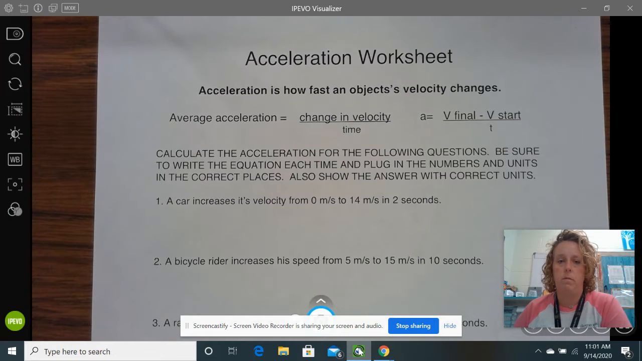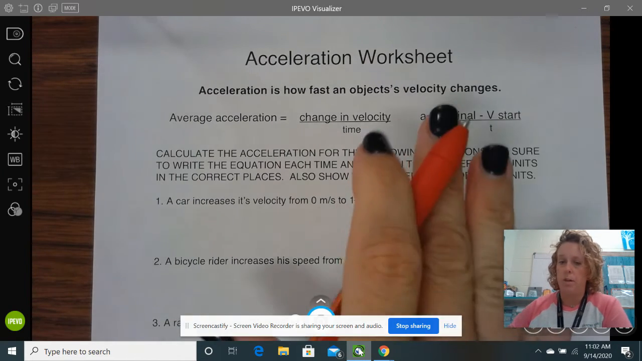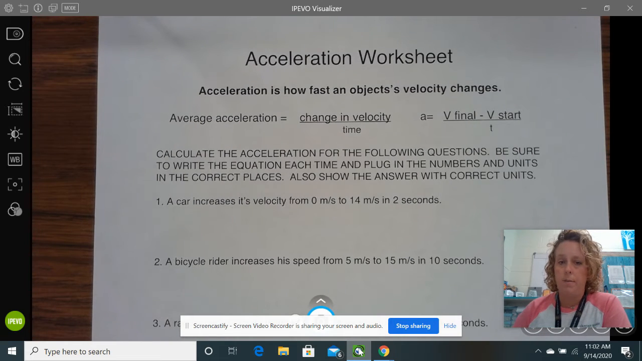Today we're going to work on more acceleration. Okay, we're going to work on the formula. This first worksheet strictly deals with calculating acceleration. So I've got my worksheet here, so we're going to work together. We're going to look first at the formula, and then I have got 6 problems here dealing strictly with acceleration.